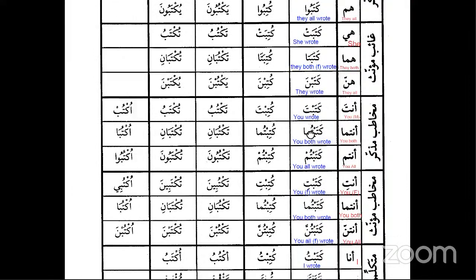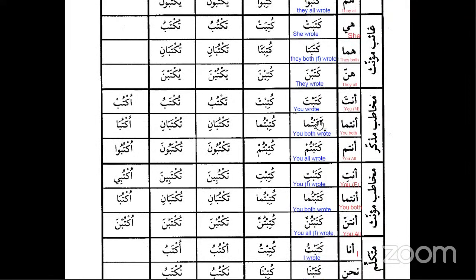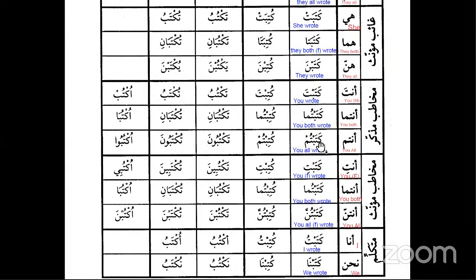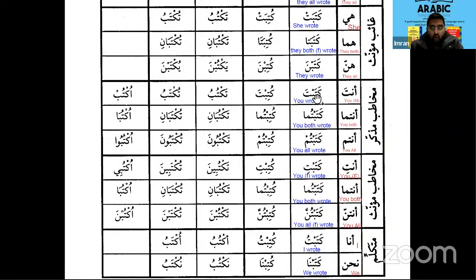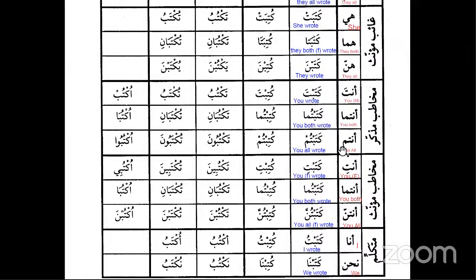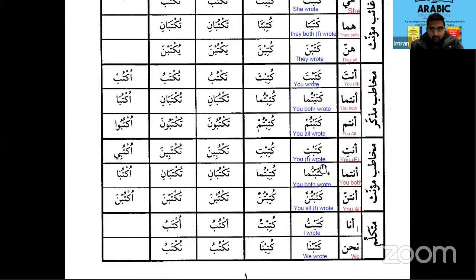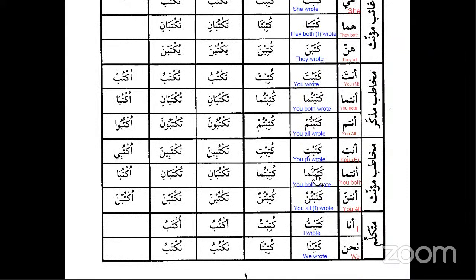Then anta, you wrote, one male. Antuma, antum, more than two male. So anta katabta, you one male wrote. Antuma katabtuma, you two male wrote. Antum katabtum, you more than two male wrote. Correct. Anti, one female wrote. Antuma.